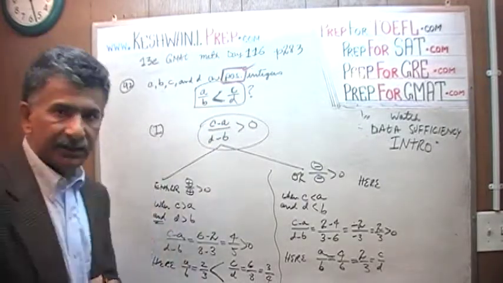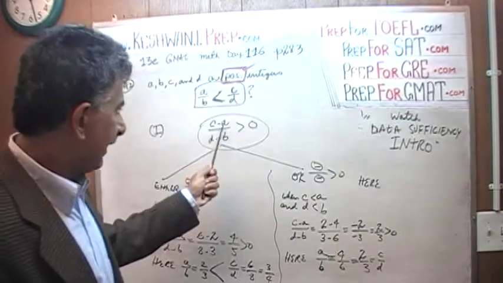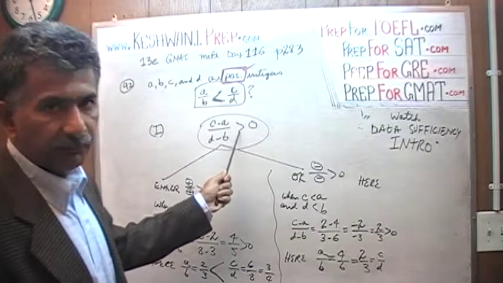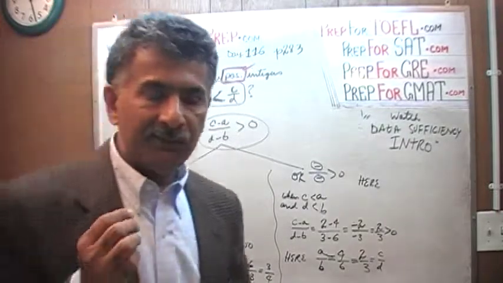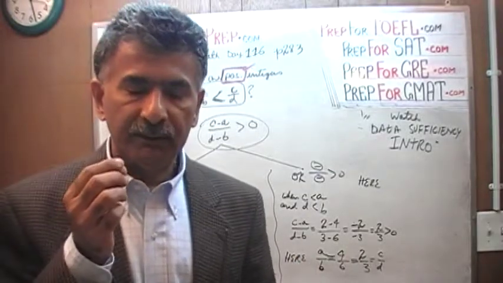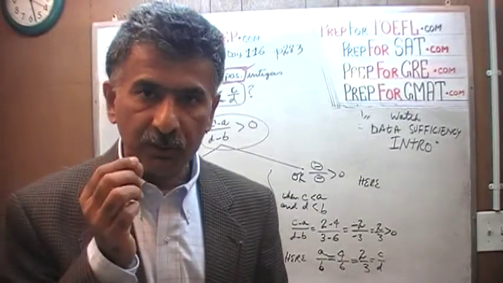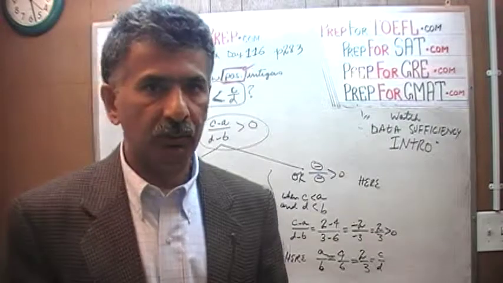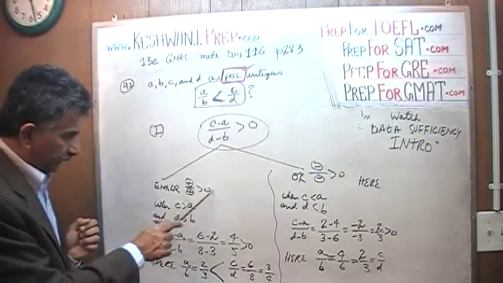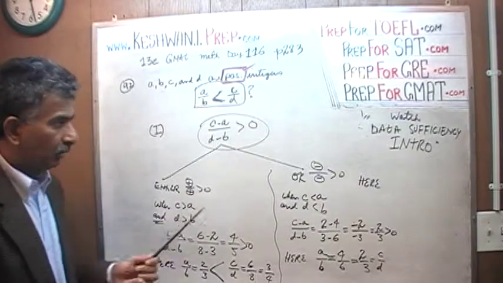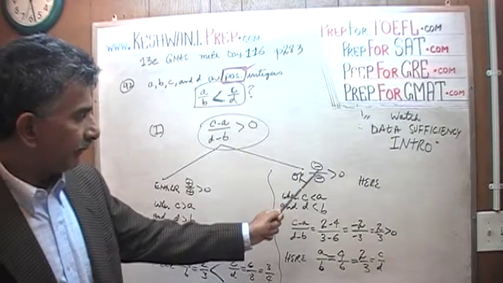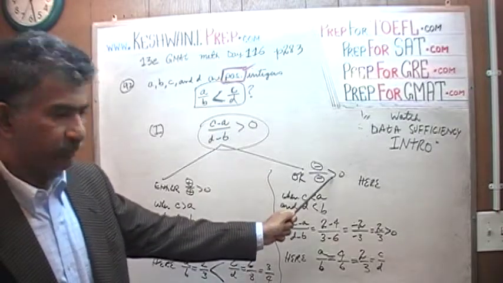In the first statement they tell us that this quantity, c minus a, the difference of c and a divided by the difference of d and b, is positive. Now when is a fraction positive? Any fraction is going to turn out to be positive under only 2 scenarios. One is when the top is positive and the bottom is positive. The other is when the numerator is negative and the denominator is negative. When the top and bottom are both negative, negative divided by negative is positive.